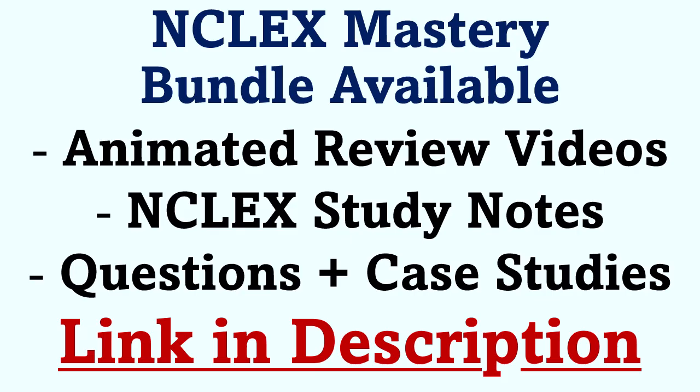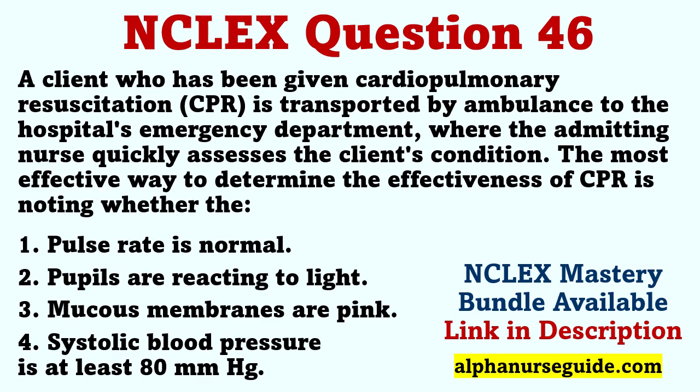Back to the questions. A client who has been given cardiopulmonary resuscitation is transported by ambulance to the hospital's emergency department, where the admitting nurse quickly assesses the client's condition. The most effective way to determine the effectiveness of CPR is noting whether the 1. Pulse rate is normal, 2. Pupils are reacting to light, 3. Mucous membranes are pink, 4. Systolic blood pressure is at least 80.